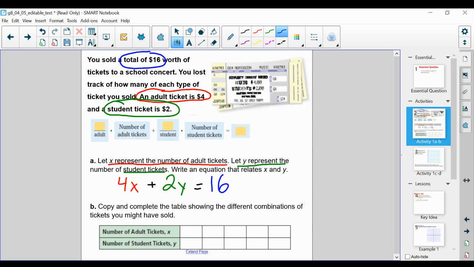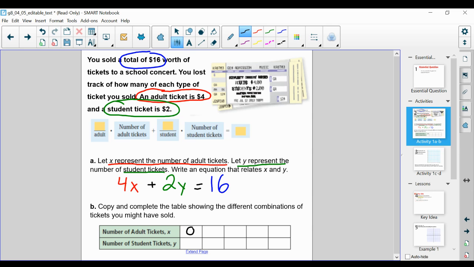Now with this, I'm going to ask that you work on part B. Copy and complete the table showing the different combinations of tickets that you might have sold. So let's just do one together. The top row says a number of adult tickets, that's X. The bottom row is a number of student tickets, that's Y. Well, let's pick a possible number of adult tickets that we could have sold. Let's say there were 0 adults that showed up.